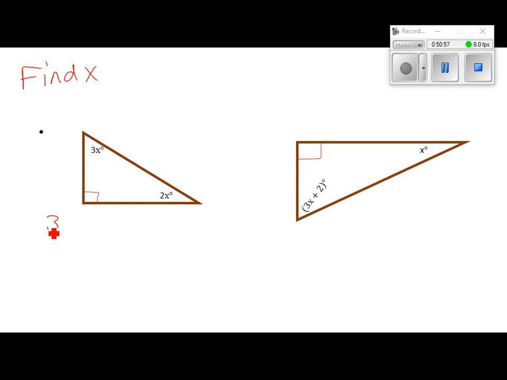Okay, the one on the left. So what do we do? 5x equals 90. How come 5x equals 90?